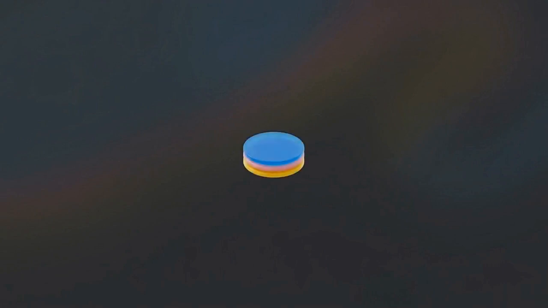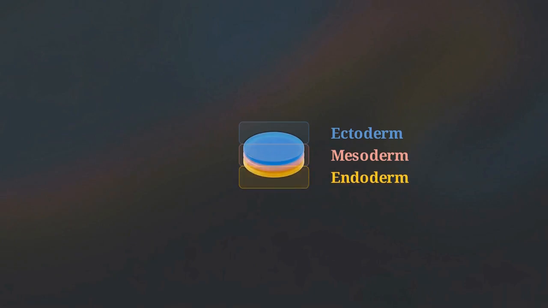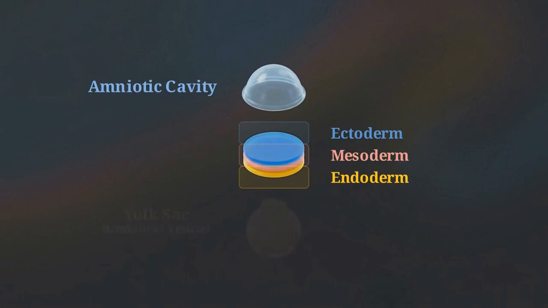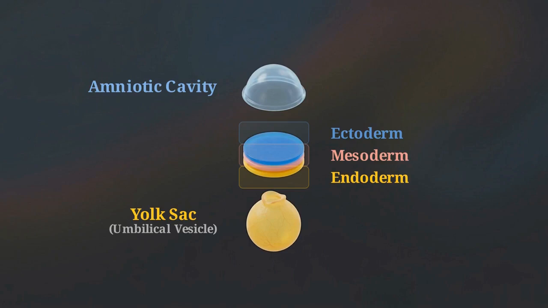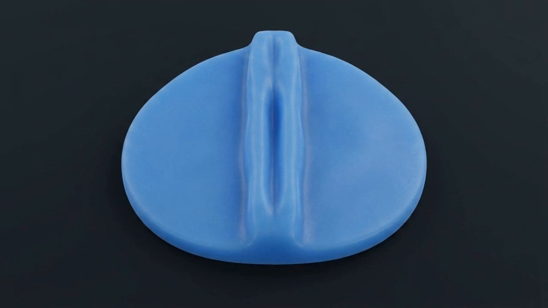We can see the strict spatial arrangement of these layers here. The ectoderm forms the dorsal layer, highlighted in blue, with the pink mesoderm in the middle and the yellow endoderm forming the ventral surface. The amniotic cavity sits directly above that blue ectoderm. Positioned directly below the yellow endoderm is the yolk sac, also called the umbilical vesicle. Running along the dorsal midline of the ectoderm is the neural plate, the precursor to the central nervous system.